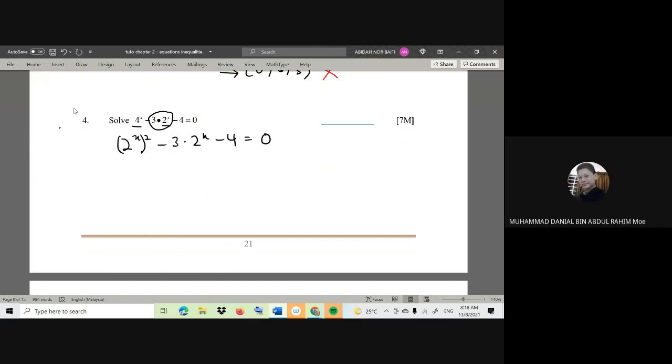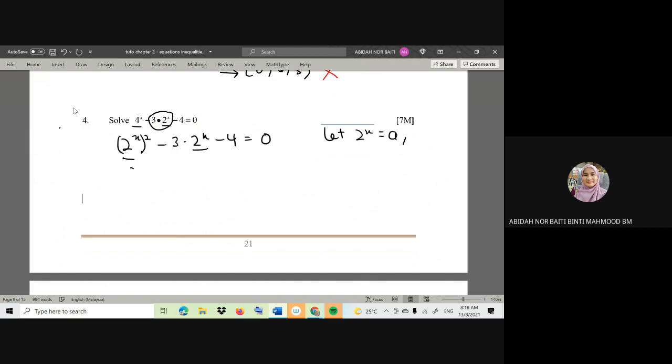Different base. Not different base, but different power. Different power. Power tak sama. Kalau power sama, kita boleh darab. Okay? So, let assumption lah ya. Ni sebab ada 2 yang sama kan. 2^x, 2^x. So, let 2^x equal to a.